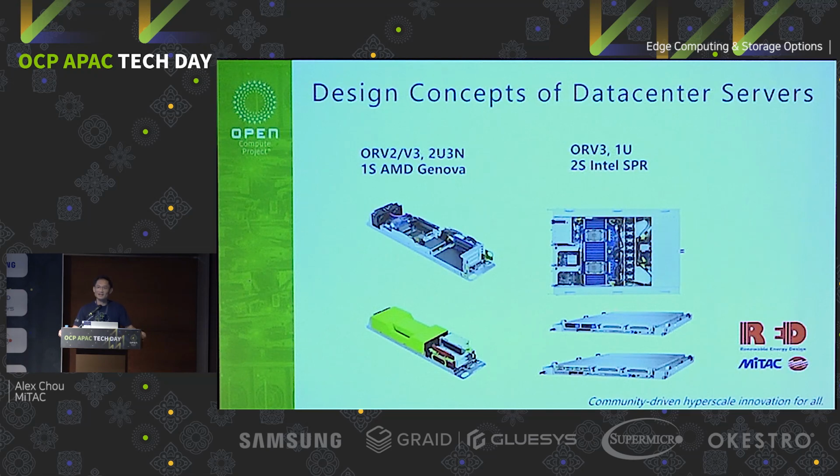Since we are a server company, before we jump to the edge server, we do offer servers for cloud data centers. We are demoing two servers at the Red Solution booths. One of them is designed for both ORv2 and ORv3. It's a 1-socket AMD server in a 2U3 node form factor. The other one is designed for ORv3, which uses two Intel CPUs, and it's the SuperRapid version. As you know, both the AMD Genova and SuperRapid are PCIe Gen 5 solutions.